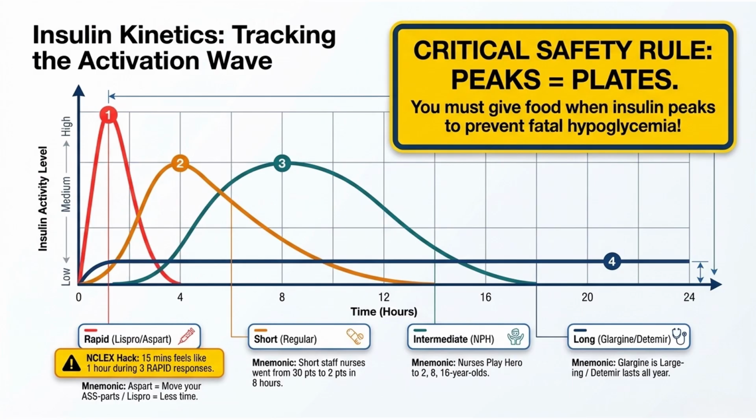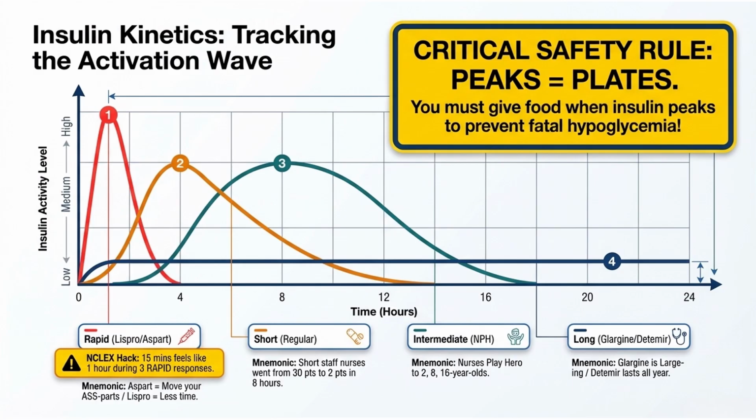So this little mnemonic here: the short staff nurses went from 30 patients to 2 patients in 8 hours. You can remember that the onset for regular insulin is 30 minutes, the peak is in 2 hours, and then it lasts for about 8 hours, okay? So for the intermediate, the NPH: the nurses play hero to 2, 8, 16. So that is your time frame for the NPH.